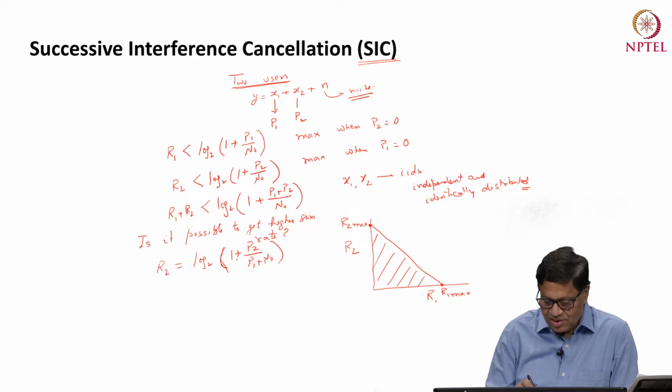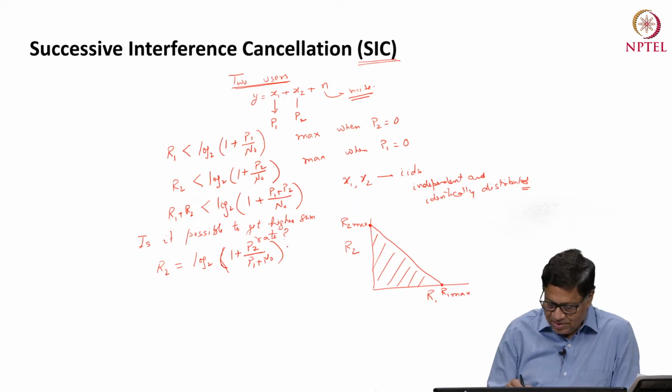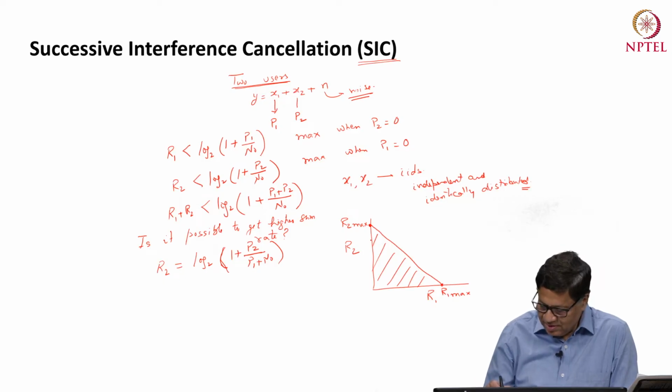So that is why I have written 1 plus P2, the power of user 2, divided by P1, which is the noise part, and N0 is the normal noise. So if I see this point, R2 will be somewhere here, because this is P2 divided by P1 plus N naught. The noise component is higher, so it will be less than R2 max.